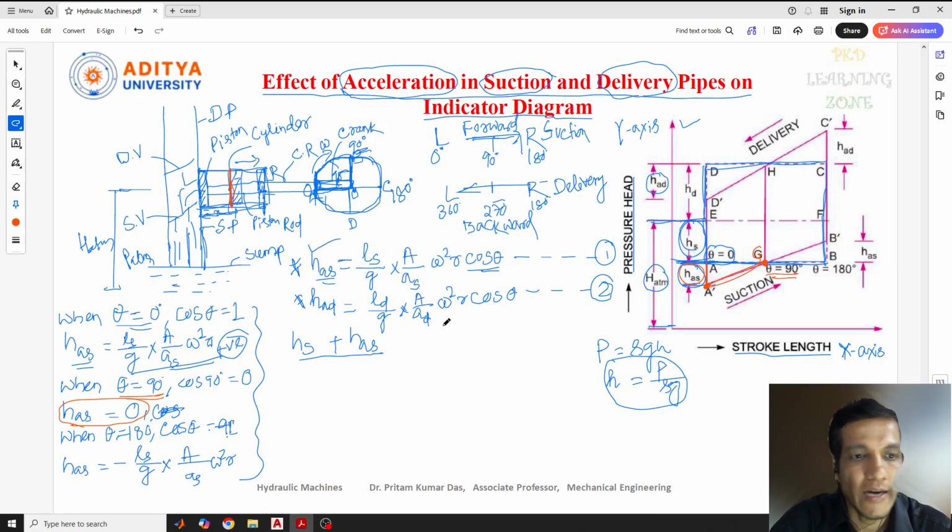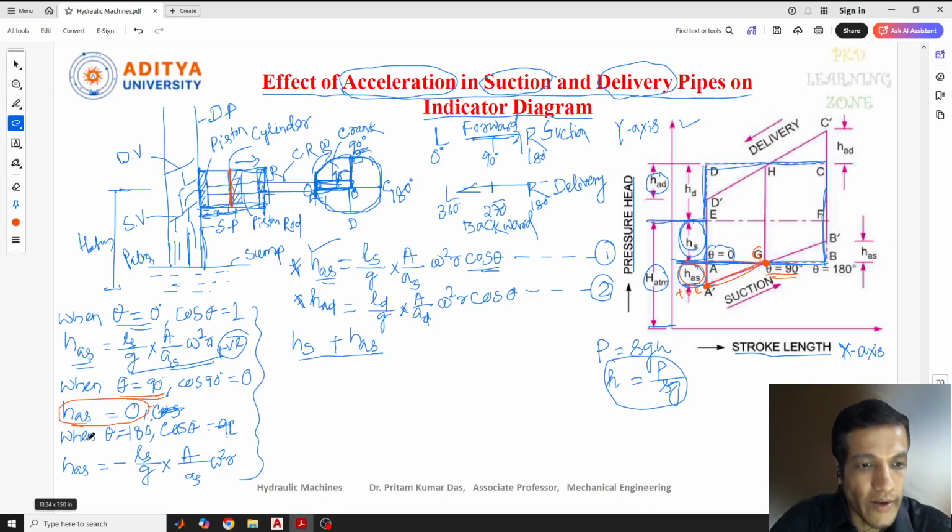90 degree. So at 90, what is the value of HAS? 0. So suppose we had taken this positive, here we will get 0 value, so the point will be at this point. So at theta equal to 90 degree, we got HAS equal to 0, and the pressure head in the cylinder will be at this point, the G point.